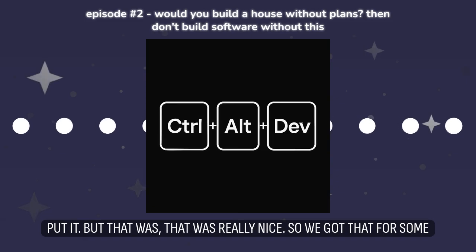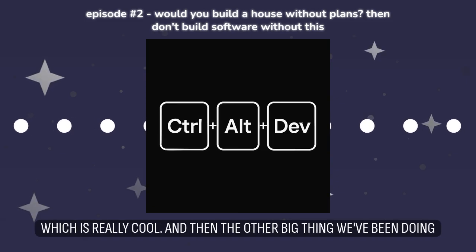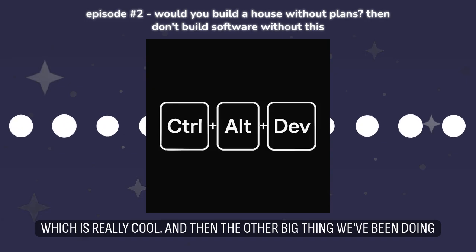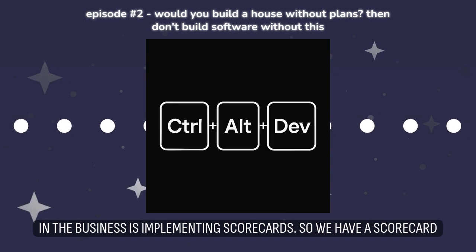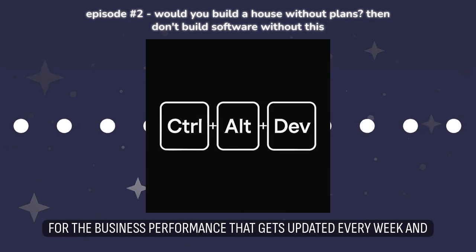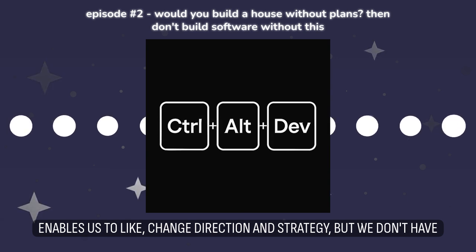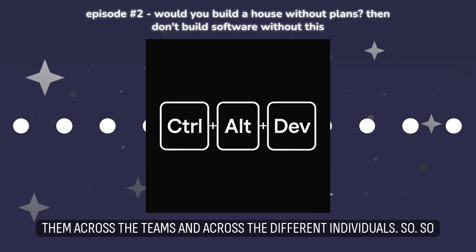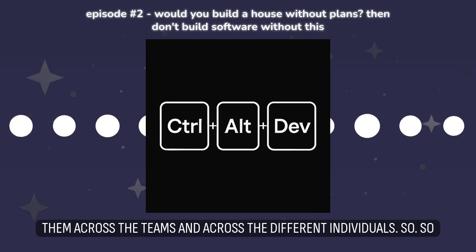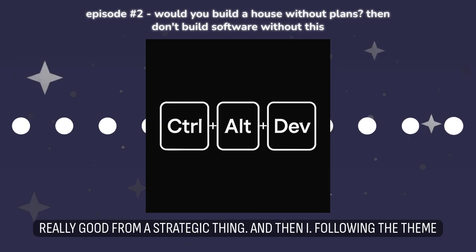So we got that for some marketing activity and sales work that we've been doing, which is really cool. And then the other big thing we've been doing in the business is implementing scorecards. We have a scorecard for the business performance that gets updated every week and enables us to change direction and strategy. But we don't have them across the teams and the different individuals, so we're working on an automated solution for that. That's been really good from a strategic point of view.